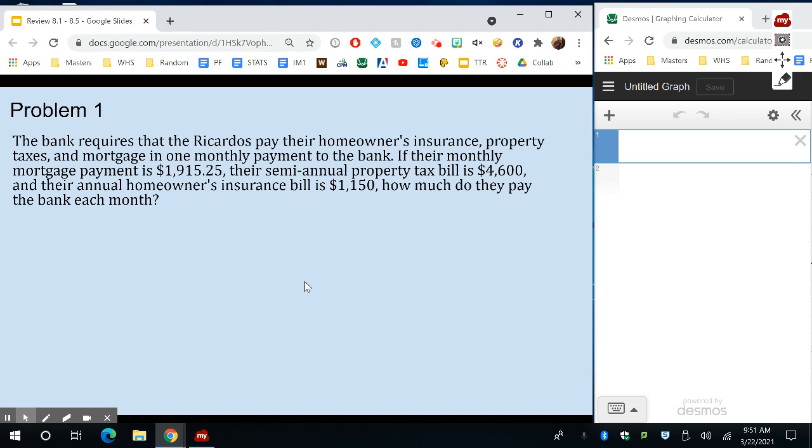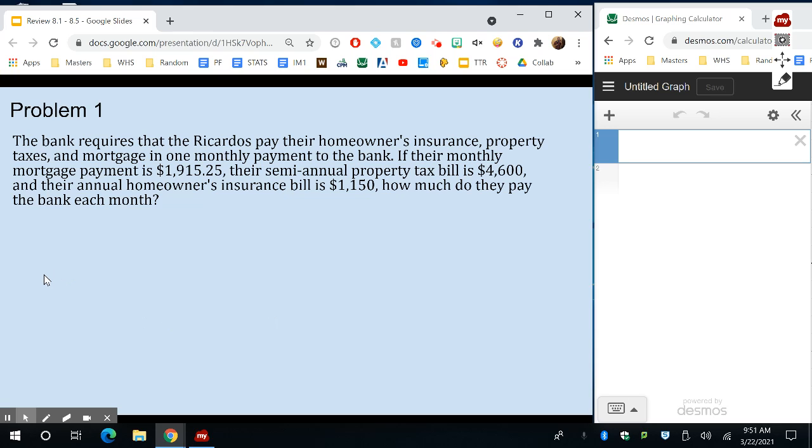Okay, the first problem says the bank requires that the Ricardos pay their homeowners insurance, property taxes, and mortgage in one monthly payment to the bank. If their monthly mortgage payment is $1,915.25, their semi-annual property tax is $4,600, and their annual homeowners insurance bill is $1,150, then how much do they pay to the bank each month?